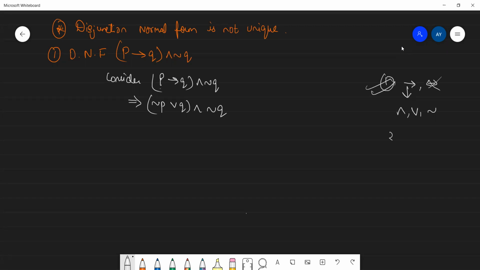Now what is the second step? You have to eliminate negation in front of any sums or products. As there are no sums and products, I'm just writing it: negation Q and negation P or Q. I wrote it like this because of the commutative law. What is the commutative law?